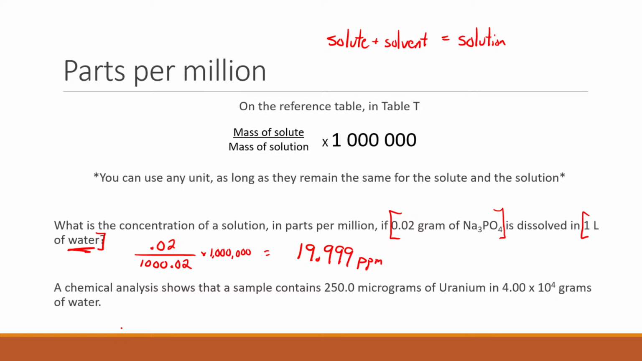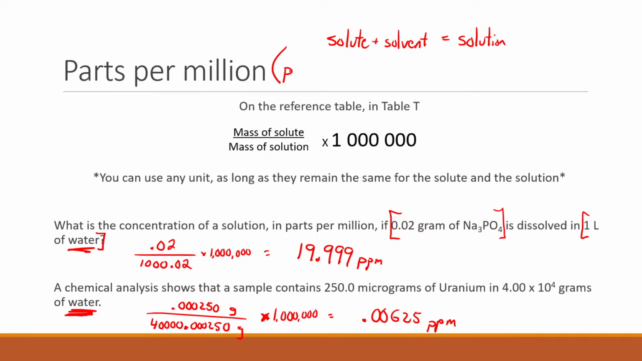For the second problem, we actually end up with the exact same thing. We're going to take our 2 units. We have to make sure they're equal. Right here we have 40,000 grams of water and 0.000250 grams of uranium. Water is not the solution, so we need to include this in our denominator as well. We must add them together. And when we divide those and multiply them by 1,000,000, we are going to get 0.0625 parts per million.